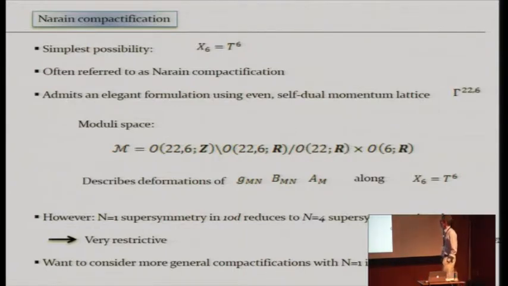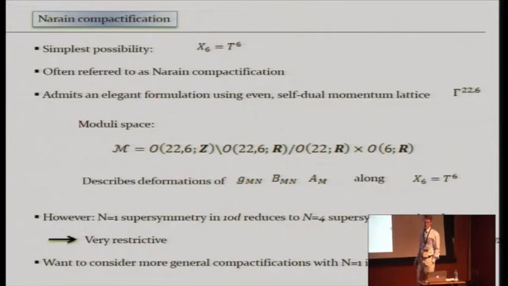The only thing that I wanted to remember about this is not this particular form, but the fact that this is the moduli space describing deformations of the metric, of the B field, and of the gauge field along the internal space. So the metric, the B field, and the gauge field have some kind of profile along the T6. And you can vary this profile, and if you just take the standard setup, the space of profiles is parameterized by this coset space.